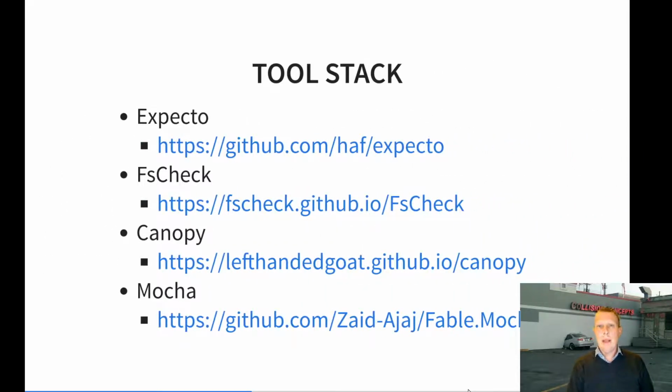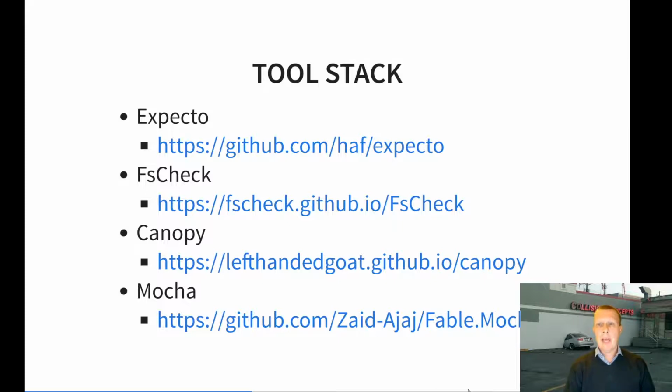So the tool stack that we're going to be using in F# is the following. The main tool is going to be Expecto, which is a very nice testing library. Easy to use and flexible. And it comes with a built-in unit testing framework, which is very similar to the NUnit framework, which is pretty much the .NET standard unit testing framework.